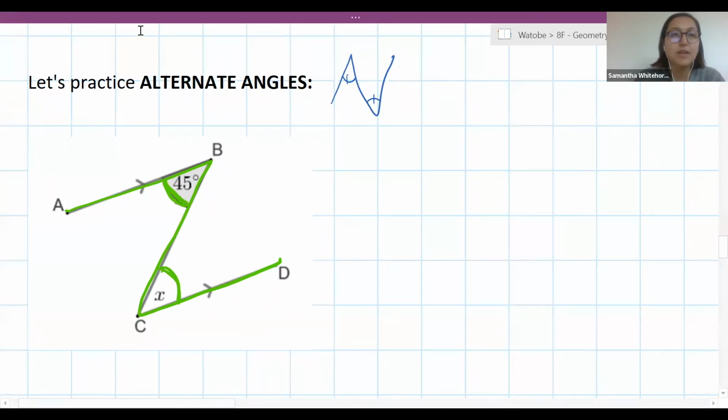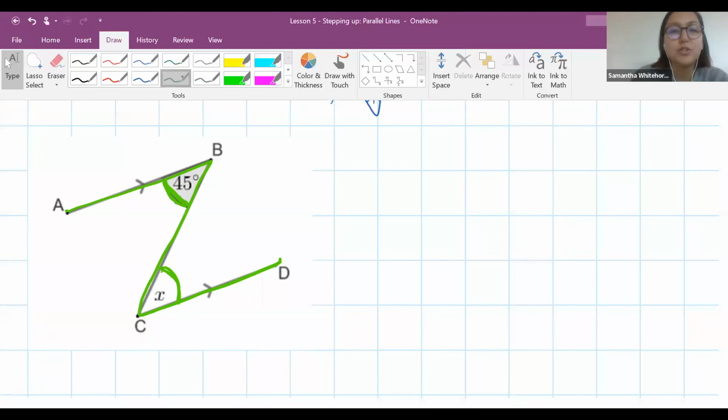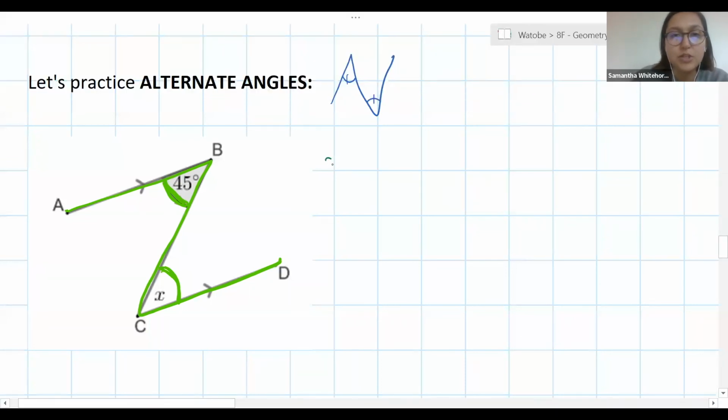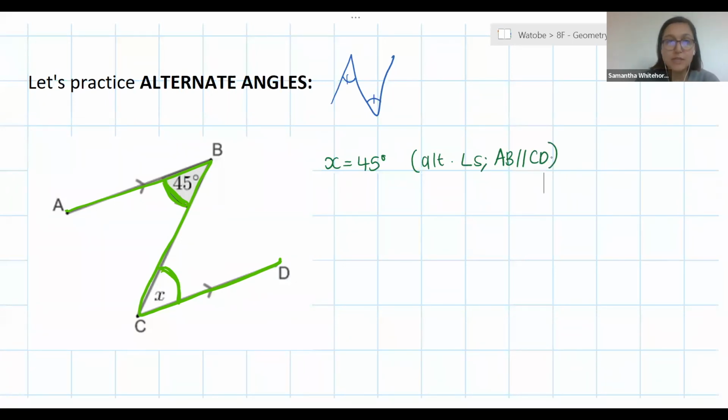And so I can see some lovely answers coming in on the chat. We don't have to do anything in terms of working out. We just write X is equal to 45 degrees. Now my reason, I've got the Z shape. So it is alternate angles, which we can abbreviate to alt. And remember to state the parallel lines with which you are working. So AB parallel to CD. So guys, it's not F, so we're not using corresponding. It's not a U, so it's not co-interior. We're not doing angles on a straight line or angles around a point or anything like that. It's the Z shape, so alternate angles.